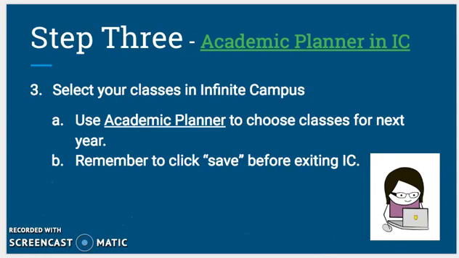Step 3. Then you're going to transfer the information on that course selection sheet to your academic planner in Infinite Campus. So we'll show you what this looks like, but you're going to log into your Infinite Campus and then choose the correct classes for next year. You will click Save, muy importante, click Save. That's how the information gets sent to us so that we build the correct classes next year.